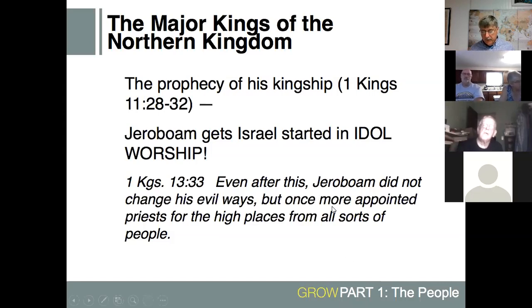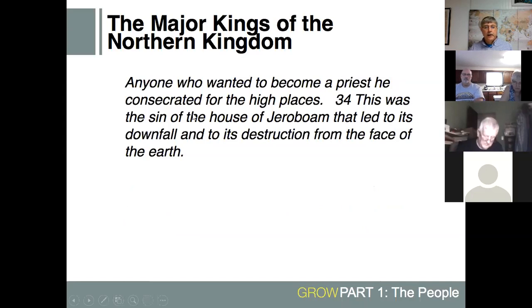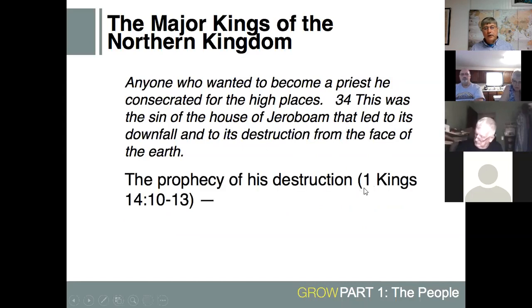And pretty much he made a political decision. So he put his politics in front of his religion. And it didn't work out well for Jeroboam. Anybody who wanted to be a priest could be a priest. This was the sin of the house of Jeroboam that led to its downfall and its destruction from the face of the earth. So it's prophesied just a couple chapters in that Jeroboam and all of his family are going to be destroyed. And we see that happens.